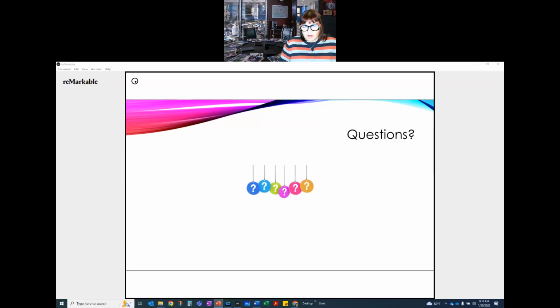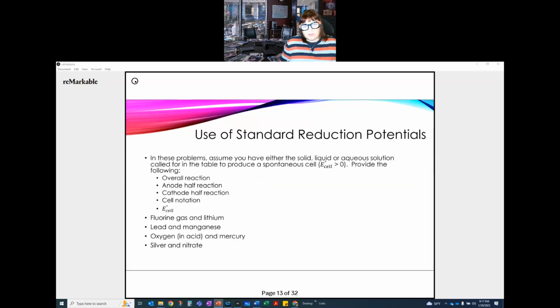Okay? So now we're going to do some practice with standard reduction potentials. Okay, what kind of practice are we going to do? In these problems, assuming you have either the solid, liquid, or aqueous solution called for in the table to produce a spontaneous cell, provide the following: overall reaction, the anode half reaction, the cathode half reaction, the cell notation, and the E0 cell. Fluorine gas and lithium. So that's what I'm looking for.